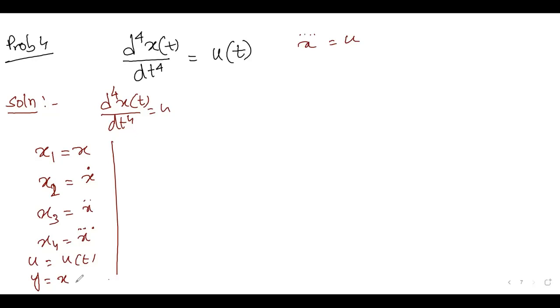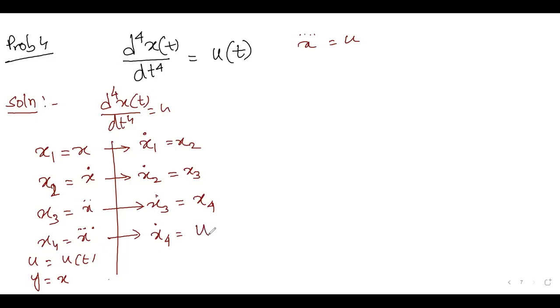Now write this fourth order equation into four first order equations. So what will x1 dot be? x2. This is one equation. Then x2 dot is x3. This is the second equation. x3 dot is x4. Very good. And x4 dot is u. So let us now write these four equations in matrix form. x1 dot, x2 dot, x3 dot, x4 dot is equal to, what will it be?